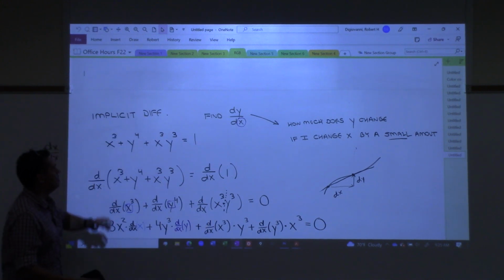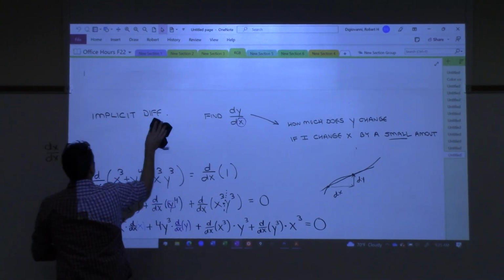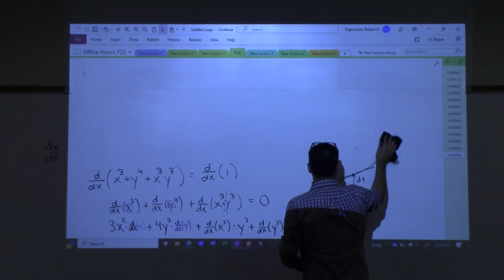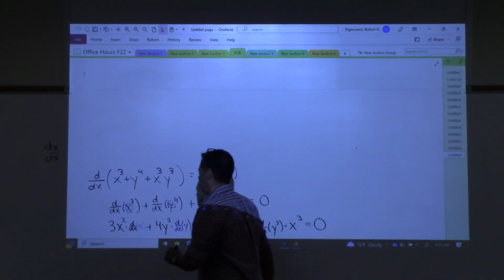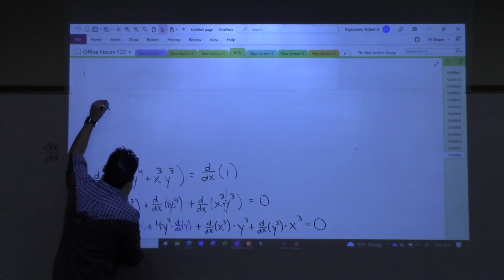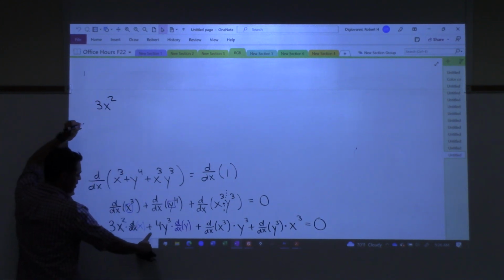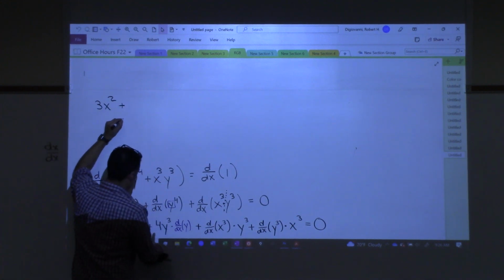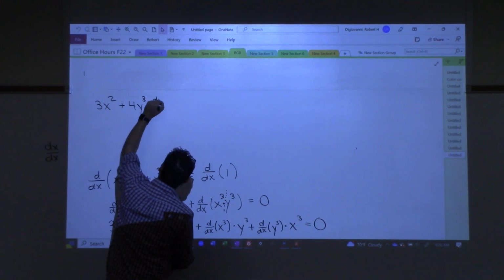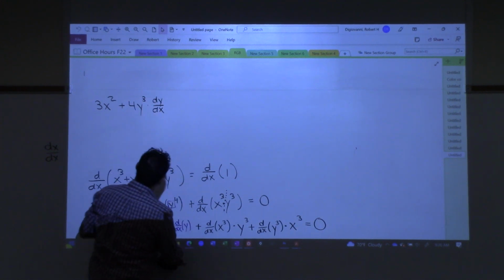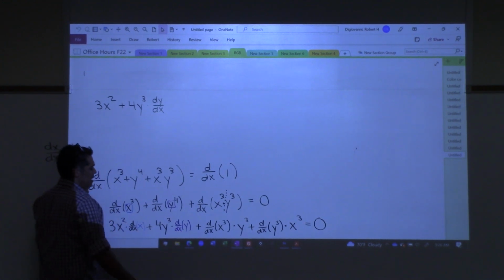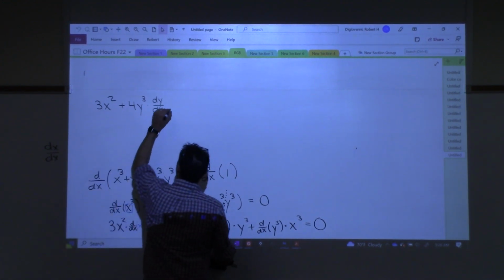I'm going to move up because I know it's hard to see that down there. So now let me write the next line. This just becomes 3x squared times 1, so I don't need to write the 1, plus 4y cubed times, I'm not going to write it that way anymore, I'm going to write it dy/dx. So I'm going to put those together into like a fraction. And then plus, okay.